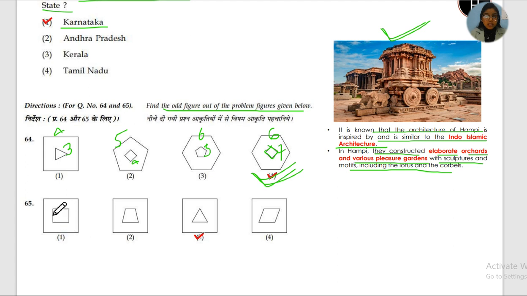Here the shape is different, but the number of sides is equal. Like this is 4, this is also 4, 4, 4. Here you have 4, 3. Here you have 4 and 4. So the odd one out is option number C, 4 and 3.